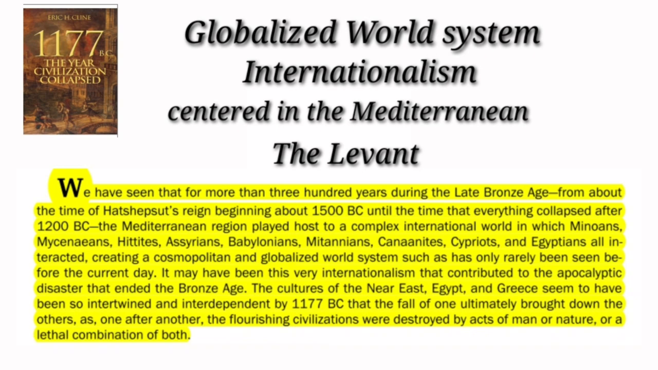Acts of man means the Israelites conquered the land of Canaan. Acts of nature means the Most High God of Israel brought plagues and all type of natural disasters to destroy the people of Canaan and other areas to pave the way for his chosen people, Israel, to conquer the land of Palestine, Israel, and ultimately to control the globalized trade networks of the previous civilization, the Bronze Age.